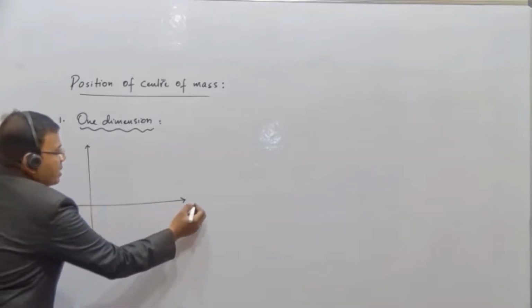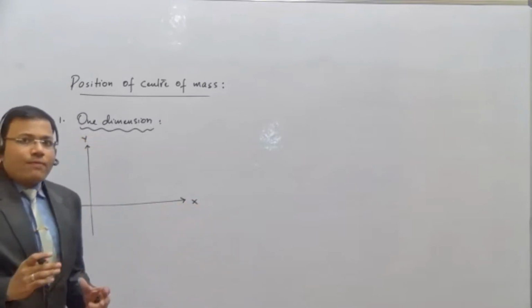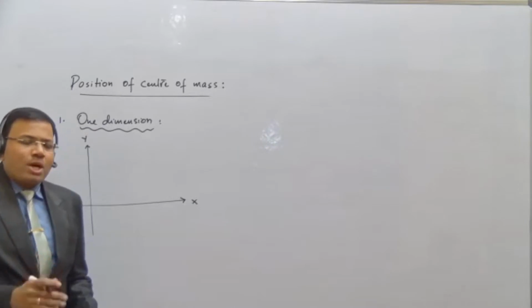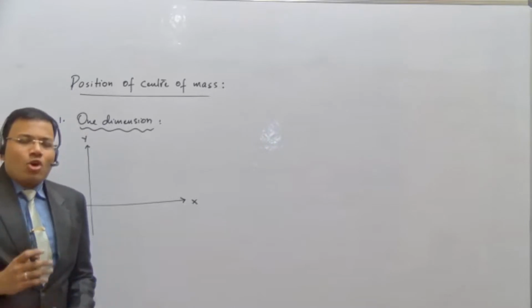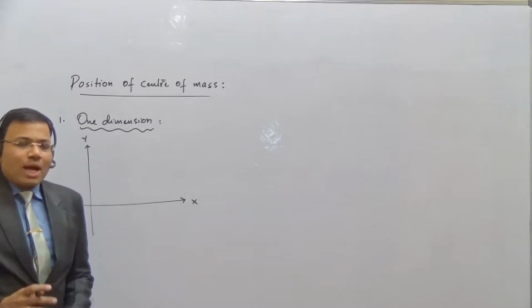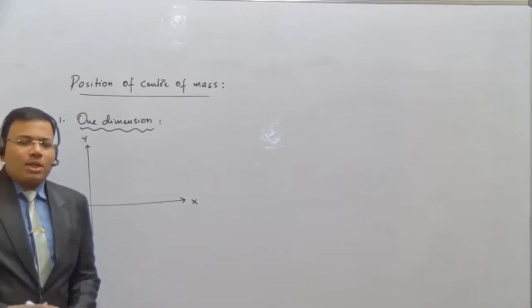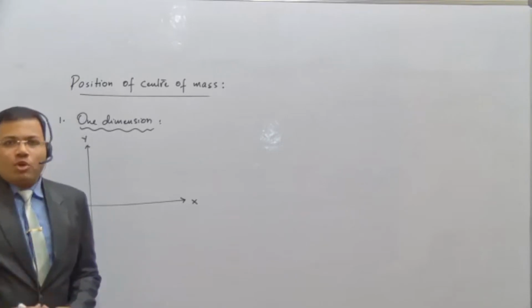So if I take this as an x-axis and this is the y-axis. So here we are finding the position of the center of mass, or in short, the coordinates of the center of mass in one dimension. So for that, I am considering just two particles. You may consider any number of particles. There is no restriction for the number of particles.